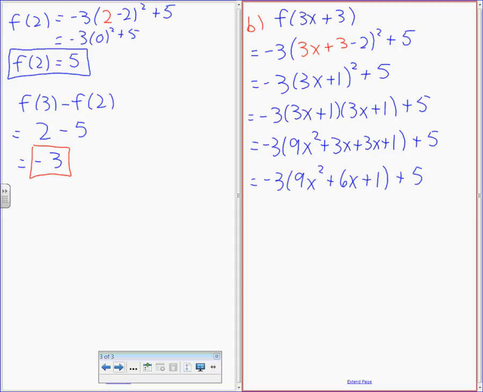Okay, so for the quiet majority of the class that hasn't volunteered, if you don't volunteer, I'm going to volunteer you. You better raise your hand. All right, James Campbell, show off your multiplication skills, please. Go ahead. All right, negative 27x squared, minus 18x, plus 5, which is equal to negative 27x squared minus 18x plus 2.